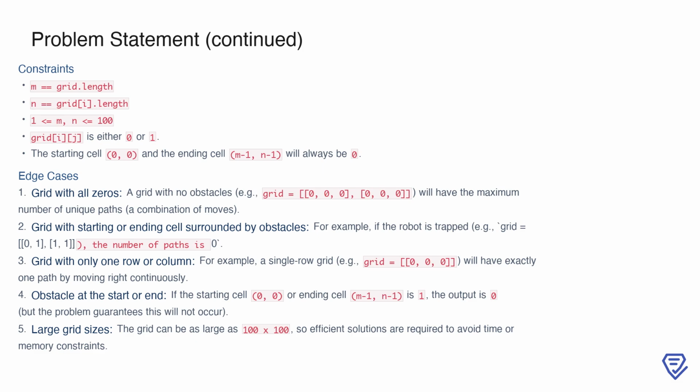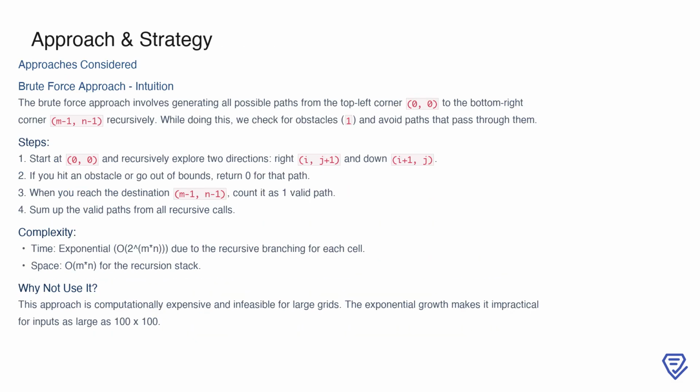To solve the problem of finding unique paths in a grid with obstacles, the brute force approach relies on the intuition of exploring all possible paths from the top left corner to the bottom right corner. Starting at position (0, 0), we recursively try to move either right or down, checking for obstacles or boundaries along the way. If we encounter an obstacle or move out of bounds, that path is considered invalid and contributes 0 to the count. When we successfully reach the destination, we count that as one valid path.